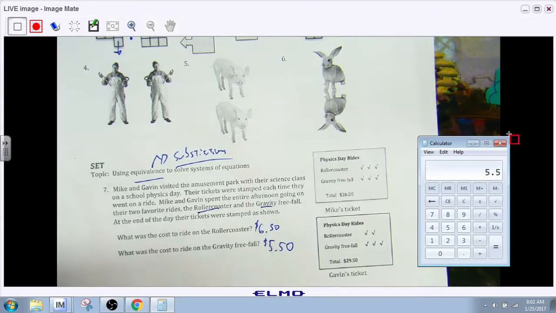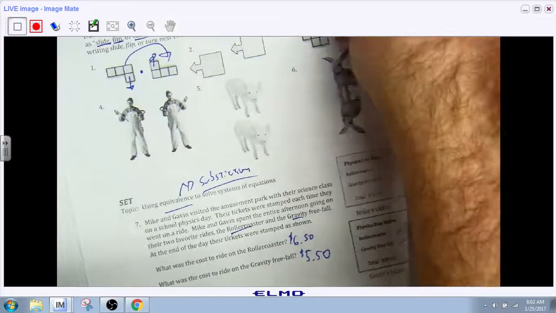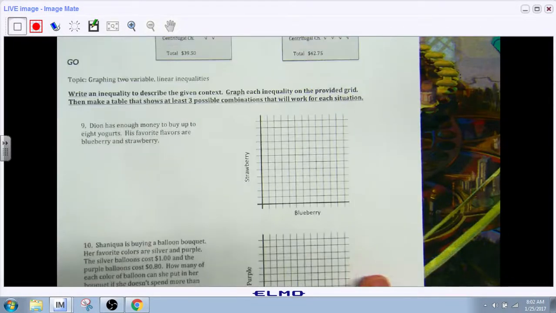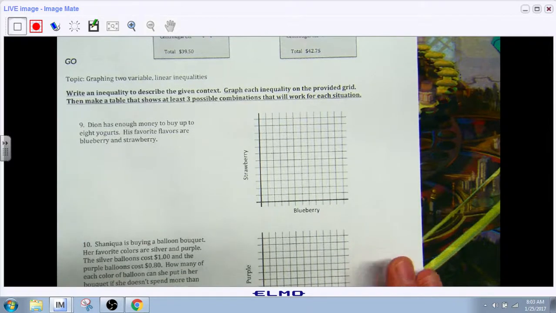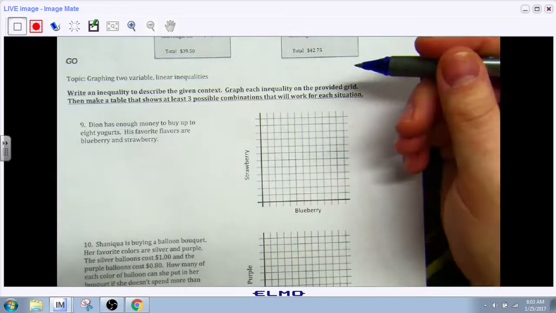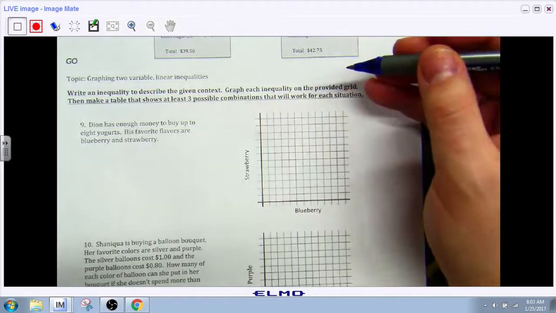All right, next up is our go. We're going to be graphing two-variable linear inequalities. So we're going to write an inequality to describe the given context, graph each inequality on the grid, then make a table to show at least 3 possible combinations that work.